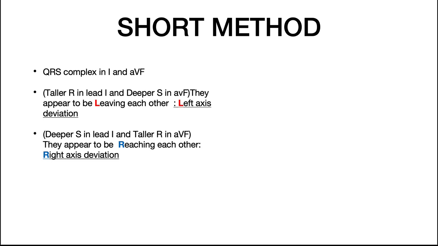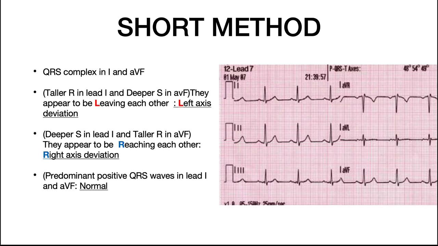At the same time, if you have a deeper S in lead 1 and a taller R in AVF, they appear to be reaching each other. So again, it's easy to remember, R for reaching, R for right axis deviation. And if you have a predominant positive QRS wave in both lead 1 and in AVF, you take that as a normal axis. For example, in this ECG, you have lead 1 which is pointing upwards, and that's a tall R wave, and you look at AVF, it's also pointing upwards. So that looks like a normal axis as they are both predominantly positive.